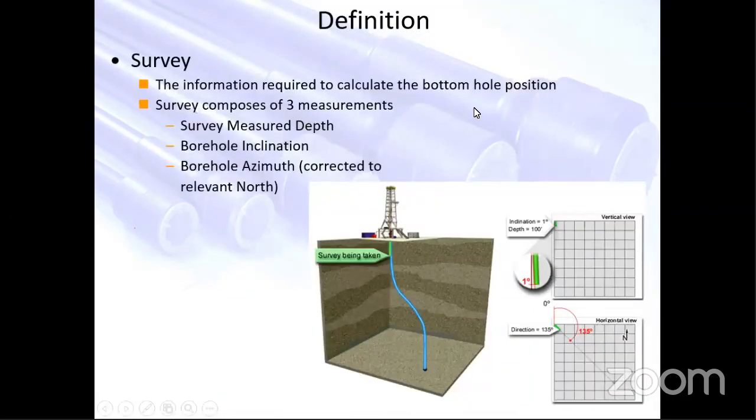Then at the end, we will have a complete well design. The survey: the information required to calculate the bottom hole position, this is the definition of survey. The survey is composed of three measurements. We need the measured depth, borehole inclination, and borehole azimuth, which needs to be corrected to the relevant north, either magnetic north, true north, or grid north. So we need these three pieces to get the survey calculation done.